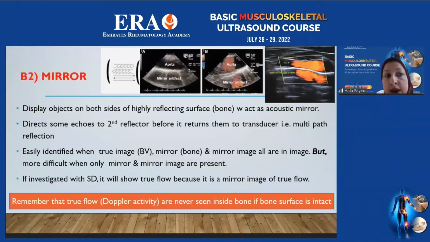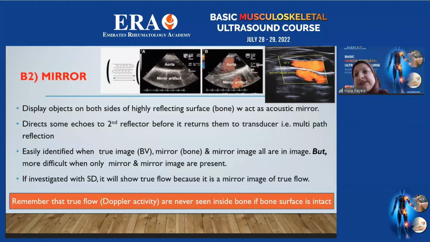Another one is the mirror artifact. This is like seeing your shadow in the river. It displays objects on both sides of a highly reflective surface. So you see the Doppler signal above and below this reflective surface, which acts as an acoustic mirror. Actually, it directs some echoes to a second reflector before it returns them to the transducer, making a multi-path reflection.